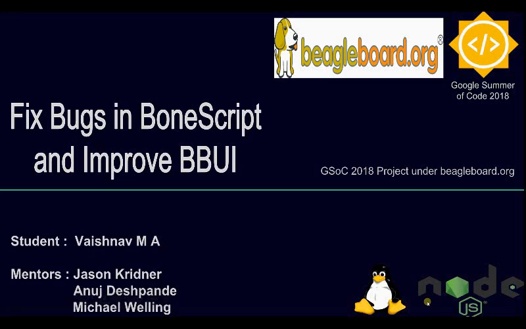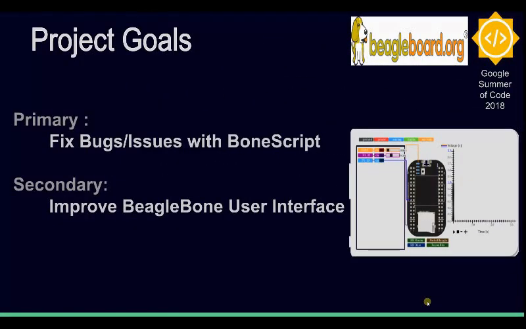Hi all, this is a final demonstration video for the Google Summer of Code project fixing bugs in BoneScript and improving BeagleBone user interface under the BeagleBone.org Foundation. The main goal of the project was to fix bugs and issues with the BoneScript library with the secondary goal of improving the browser-based BeagleBone user interface.